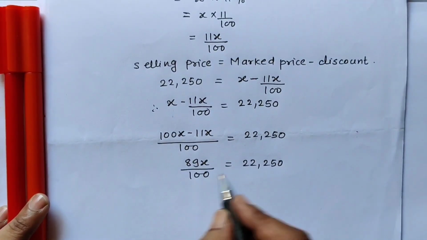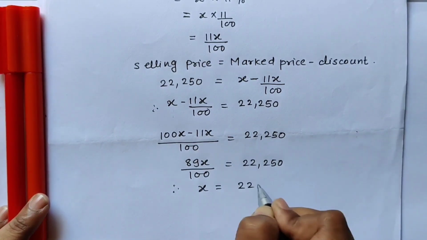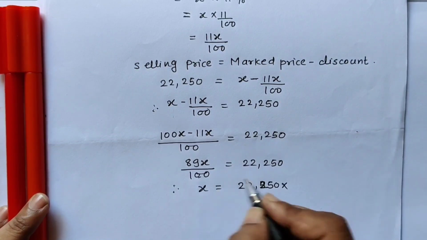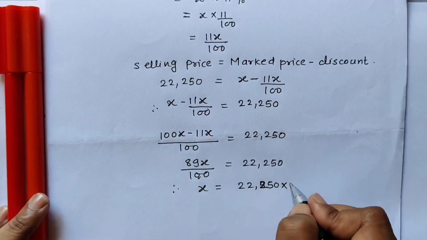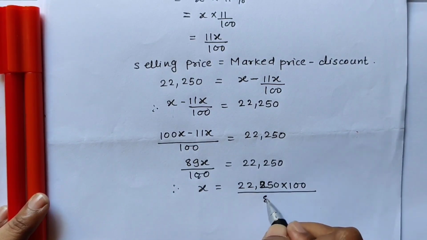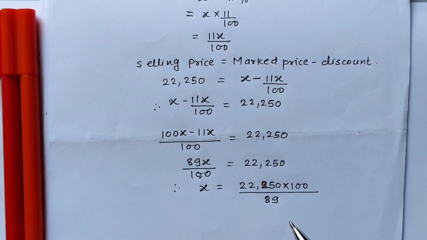Now we transfer the 100 and the 89. X is equal to 22,250 multiplied by 100. The 100 is divided on the left hand side, so it becomes multiply, and 89 is multiplied, so it becomes divide. Now see children, we should know the table of 89 so that we can divide properly. We have to make the table of 89 first.